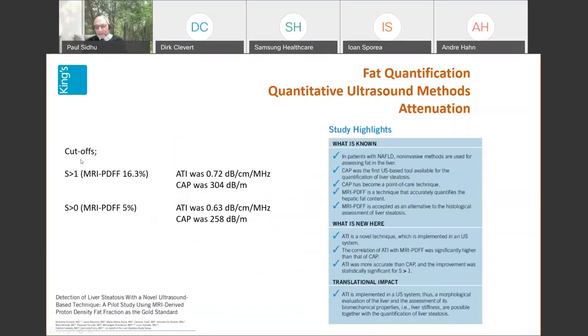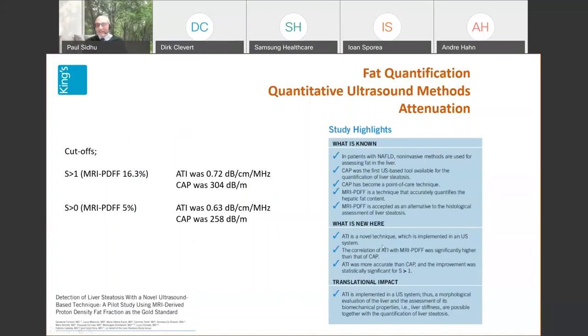Now, the ATI with the ultrasound machines measures it slightly differently. The ATI measurement is 0.72 decibels per centimeter per megahertz. So this means immediately your measurements are not transferable between the two machines. And they had cutoff points that were quite clearly defined.